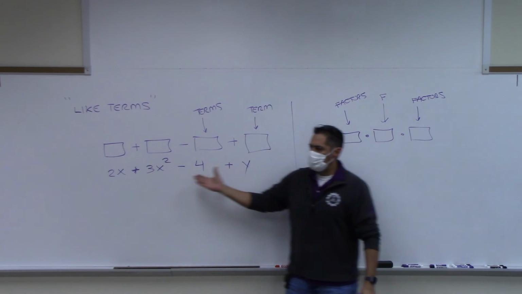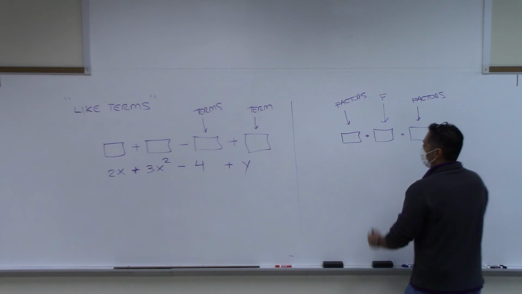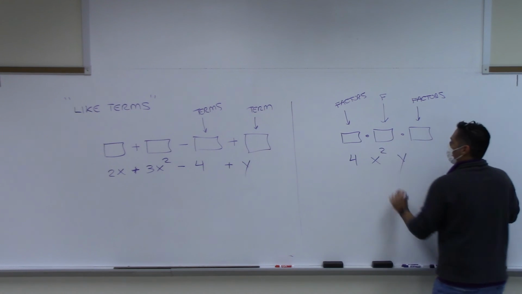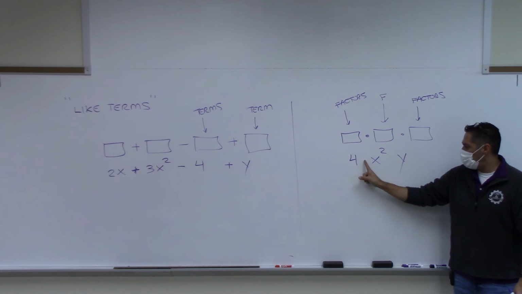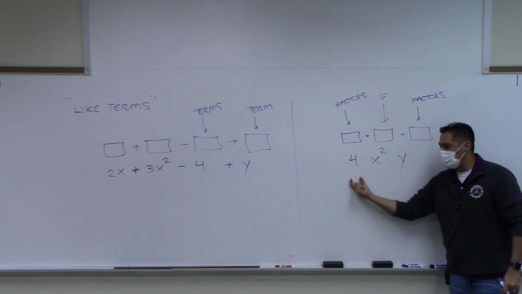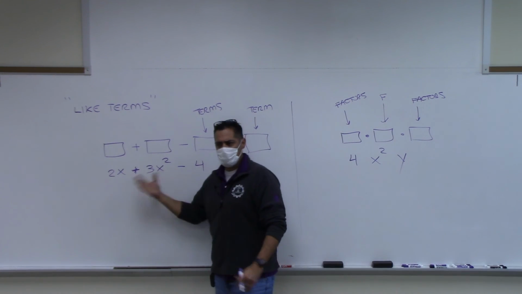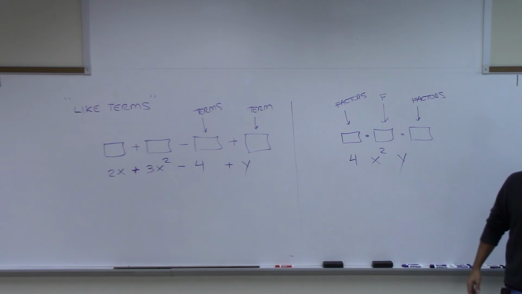Then if you look at this, this is 4 terms, right? Over here, if I wrote 4x squared y, this is implied multiplication: 4 times x squared times y. Each one of these is a factor. Each one of these is a term. Understand the difference? Like just language-wise, yes?